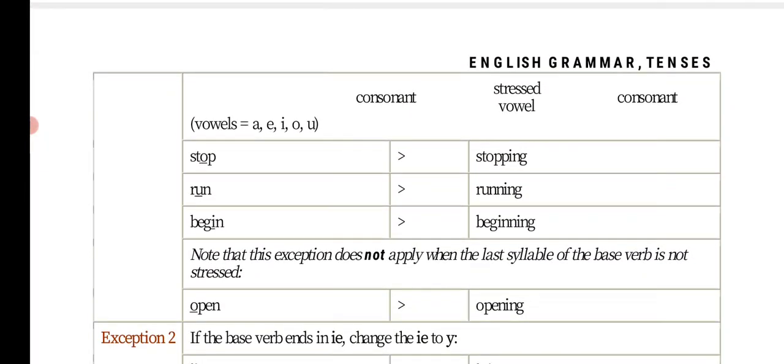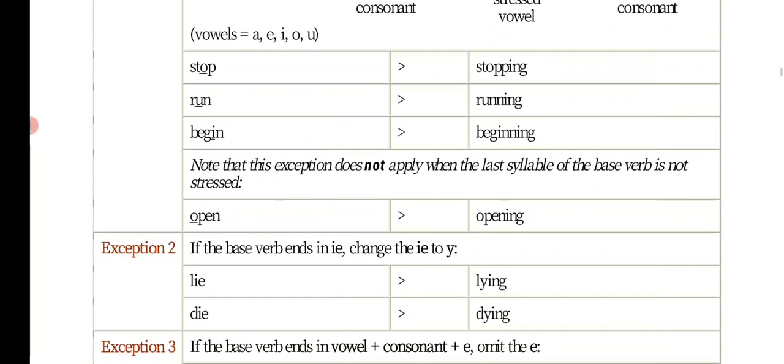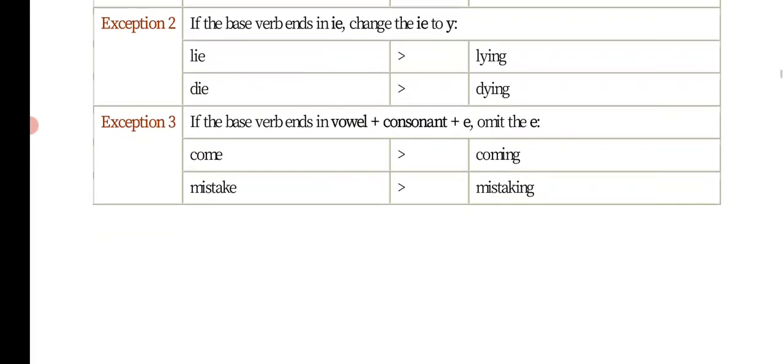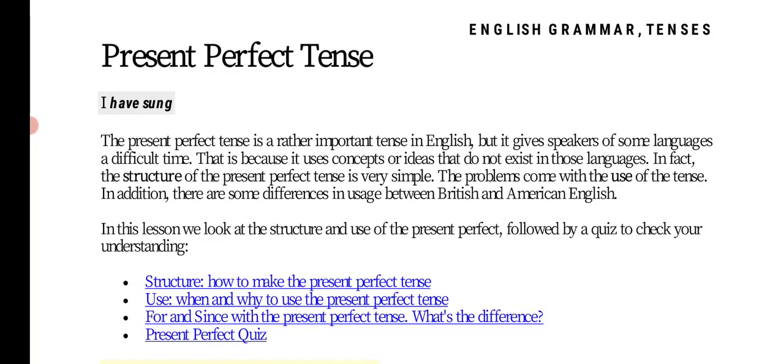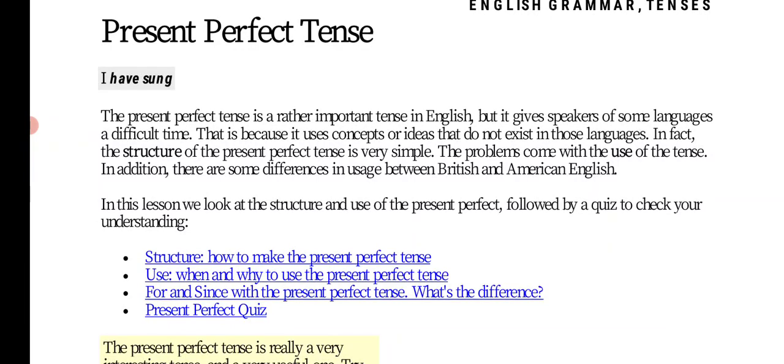Stop, stopping; run, running. That's how we add the ing form to the main verb. Begin, beginning; open, opening; come, coming; mistake, mistaking. So these are all the examples. Now let's study present perfect tense.